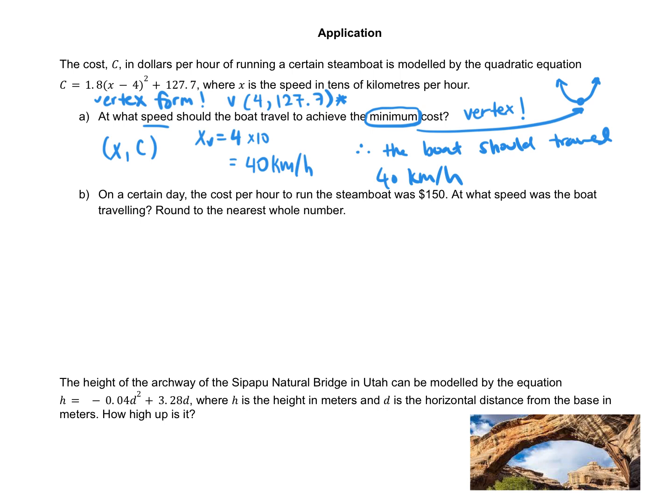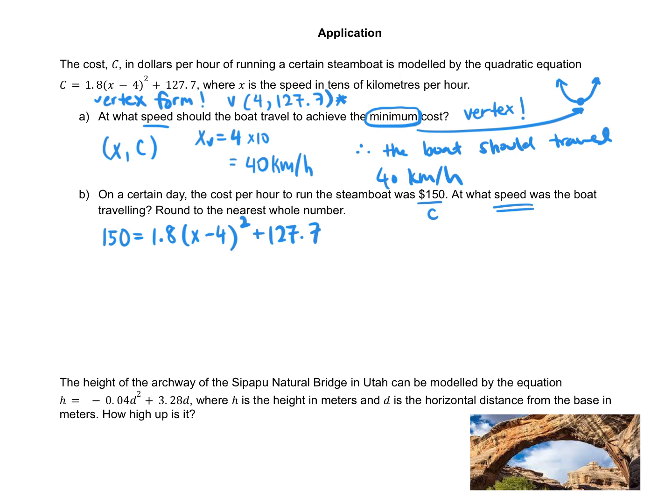On a certain day, the cost per hour to run the steamboat was $150. At what speed was the boat traveling? Round to the nearest whole number. So 150 is obviously cost. So I'm going to go into my vertex form equation that was given to me, and I'm going to replace C with 150. And our goal here, nothing related to vertex because I don't see the word max or min, is just to solve for x, which is the speed, which is what we're asked for.